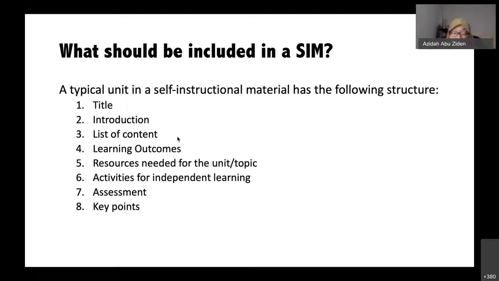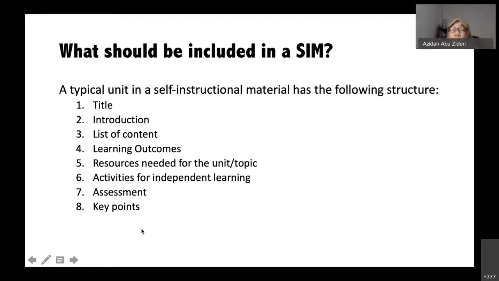You must have learning outcomes, the SIP cater what learning outcomes. And then resources needed for the unit and topic, you akan letak resources. You must have activities for independent learning. Maksudnya dia belajar pukul 1 pagi pun, after they look at the resources, they will be able to do activities based on the resources. Then dah buat activity, you might have questions or you might have quiz that they will do by themselves. Dan akhirnya mungkin you ada key points from these modules adalah apa dan apa, just key points saja. So it must have this thing.